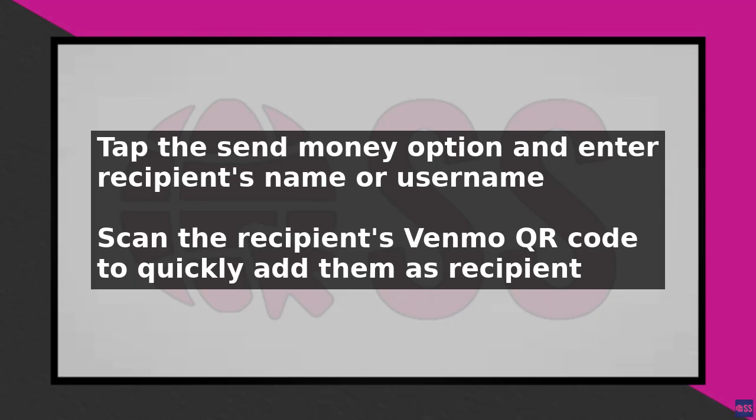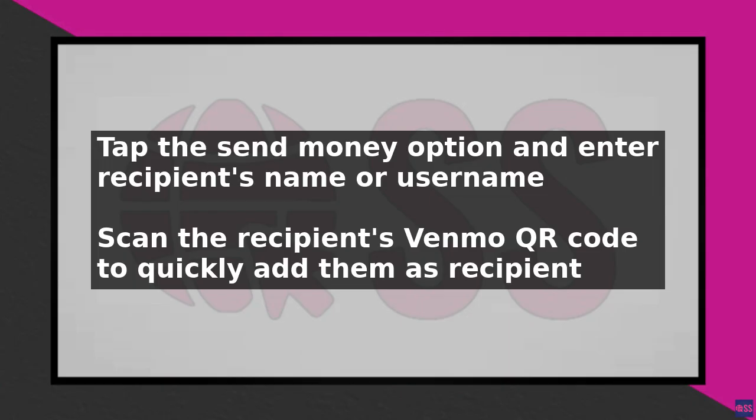Next, enter the amount you want to send and add a note to the payment if you want to include a description of what the payment is for. Before you send the payment, you will need to choose how you want to fund the payment. You can use a credit or debit card, a bank account, or your Venmo balance. Select the funding source you want to use and confirm the payment.